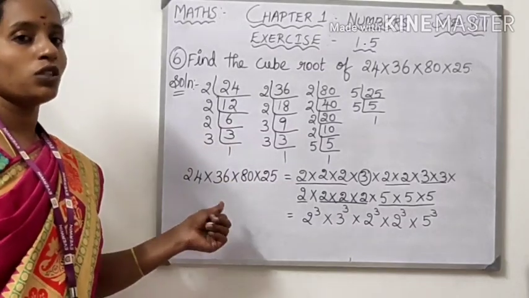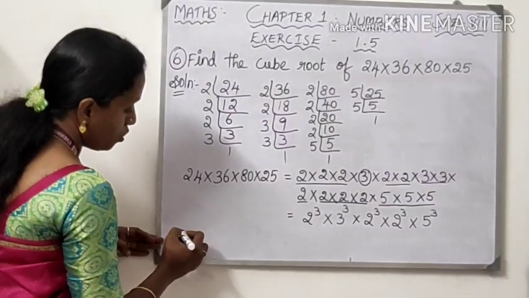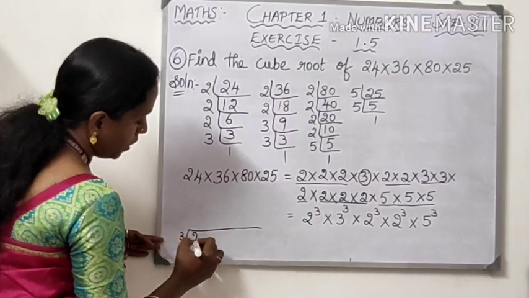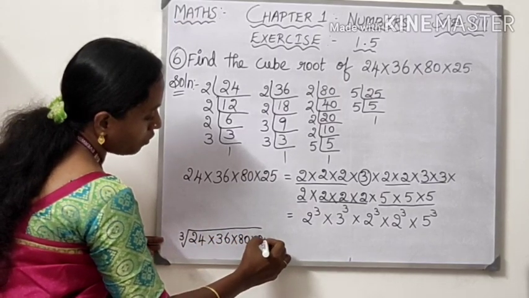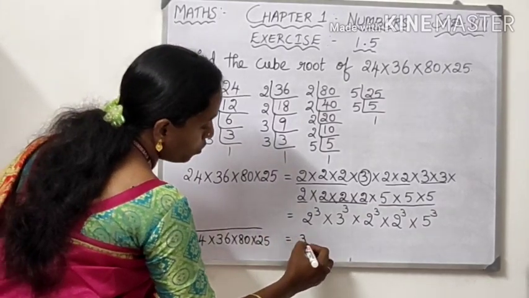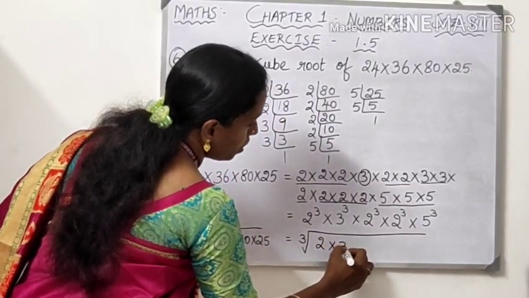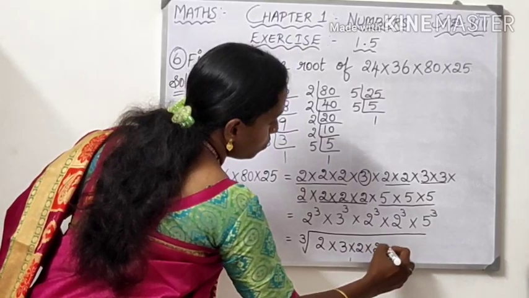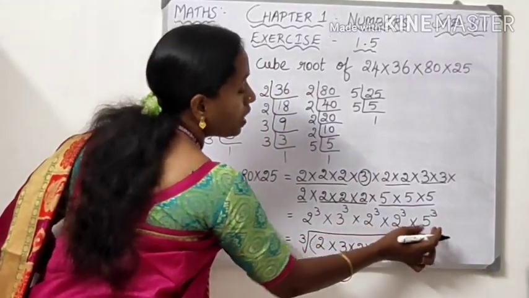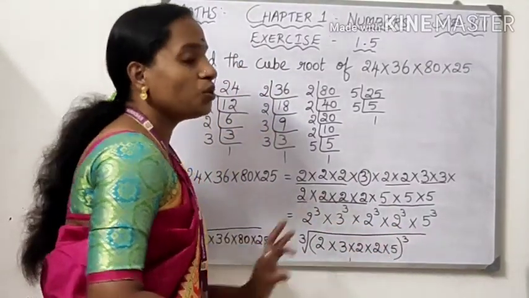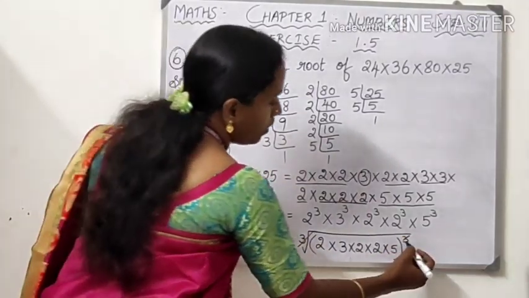Now we are going to find out the cube root of 24 into 36 into 80 into 25. So cube root of 24 into 36 into 80 into 25 is equal to cube root of, I can write here, 2 into 3 into 2 into 2 into 5 the whole cube. So each and every prime factor here has the power 3, so I have written it here together. Now I can cancel this cube and the cube root.